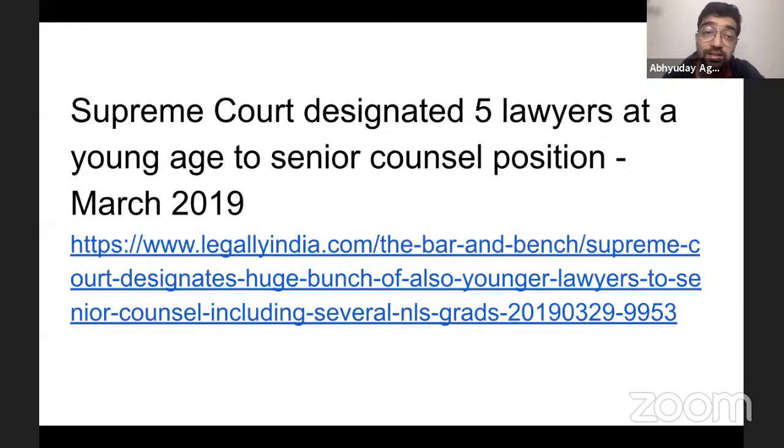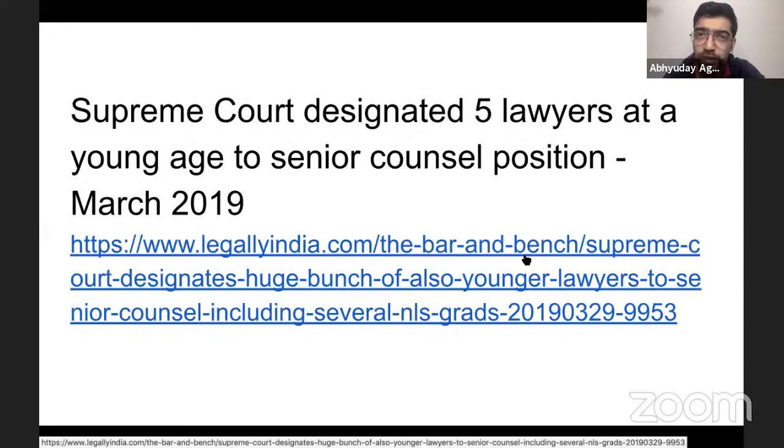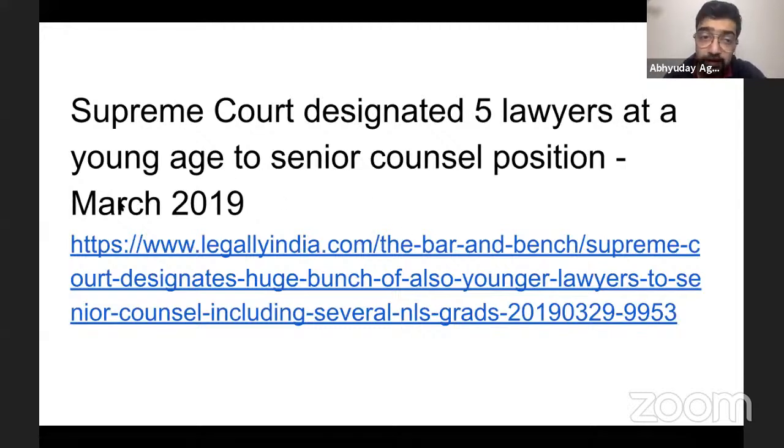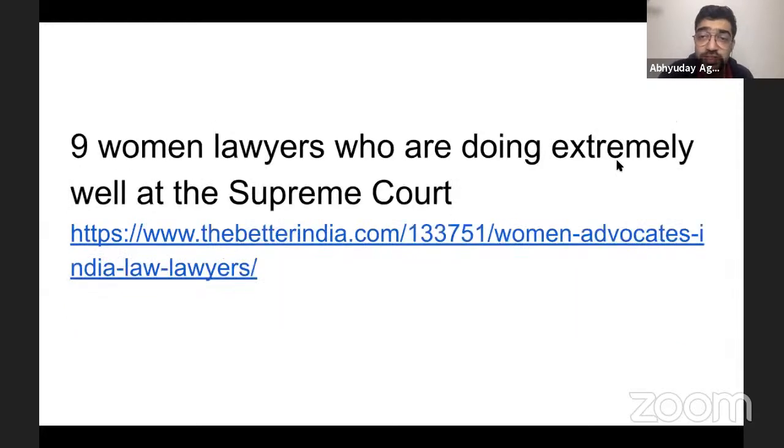Supreme Court designated 5 lawyers at the youngest ages possible in the history of India to senior counsel position. Now, earliest ages, like there were 5 lawyers around 41 years of age who became senior advocate. Okay, I think there have been people at around age 38 also, but in this March 2019 round of designation, there were 5 lawyers who were at around age 41, 45, at which they got designated as seniors. These are very young ages for somebody to become a senior advocate.